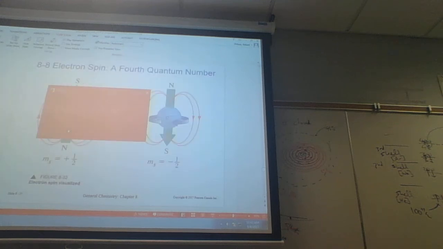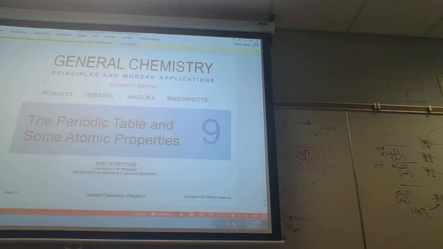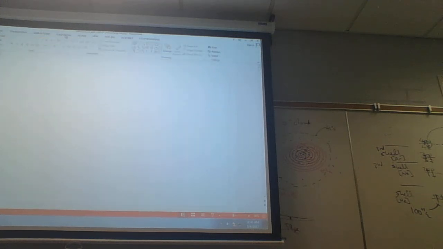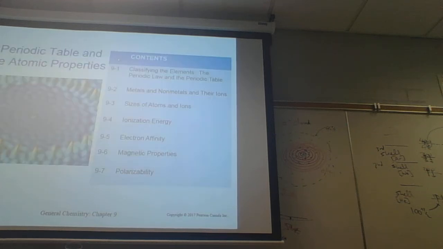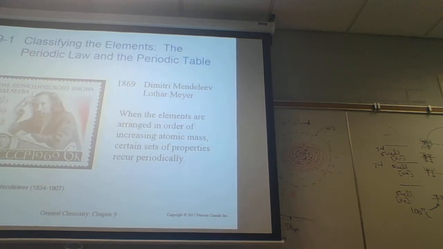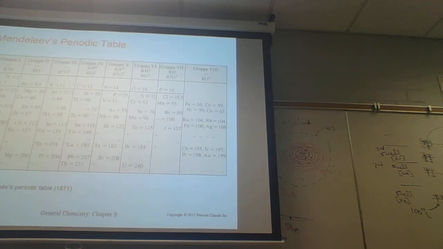Just a little bit more. Chapter 9 is just a continuation of Chapter 8. Those are atoms. The periodic table, Mendeleev. Mendeleev came up with one of the first periodic tables, actually, one of the first usable. This is a periodic table from Mendeleev.